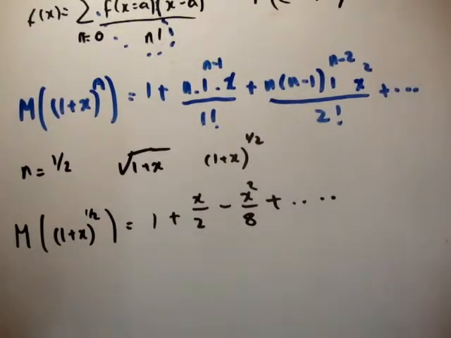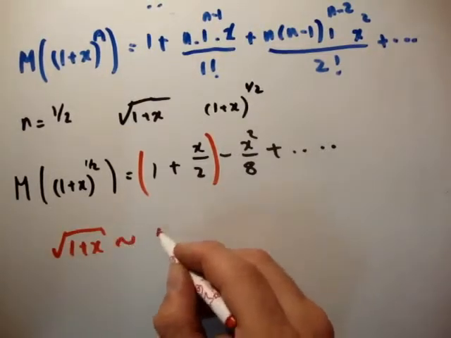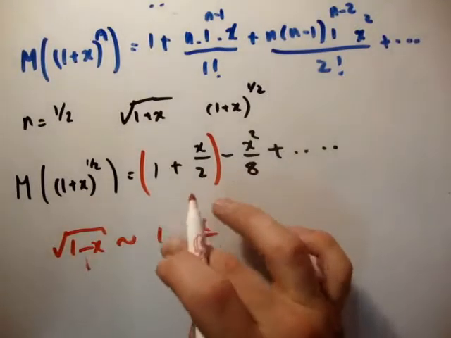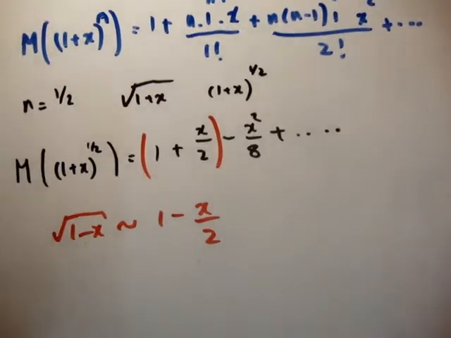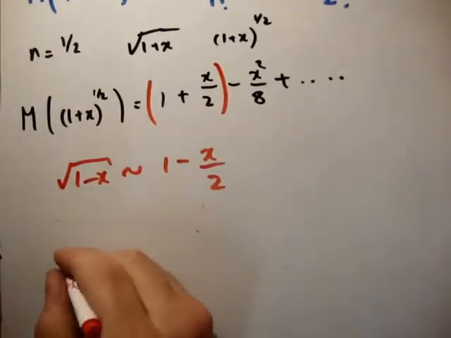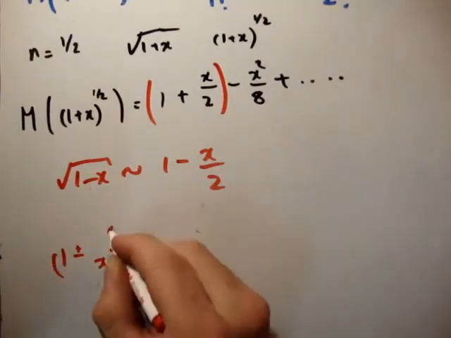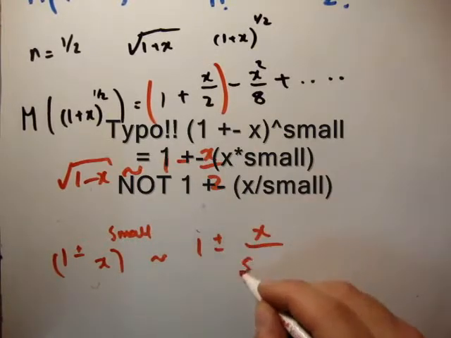But like I said, the more terms you add up, the more exact our expression becomes. But if we just took the first two terms, we get that the square root of 1 plus x is approximately 1 plus x over 2. The square root of 1 minus x, of course, would just be this. Now that is where we took the first two terms of our expansion. When can we take the first two terms of the expansion? We have (1 ± x) to something small is approximately 1 ± x over something small.